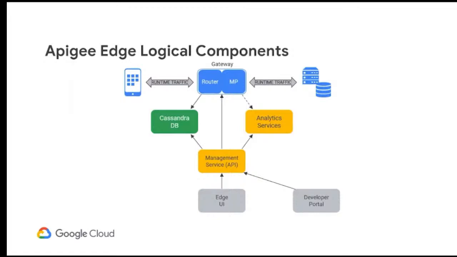On the APG Edge level, there are certain components of the product itself. One is the core gateway component, which talks to the client, runs the policies, and talks to the backend. Apart from that, there is Cassandra, which is the product database. Then there are analytics services, which deal with the analytics component, reporting, and all those things.